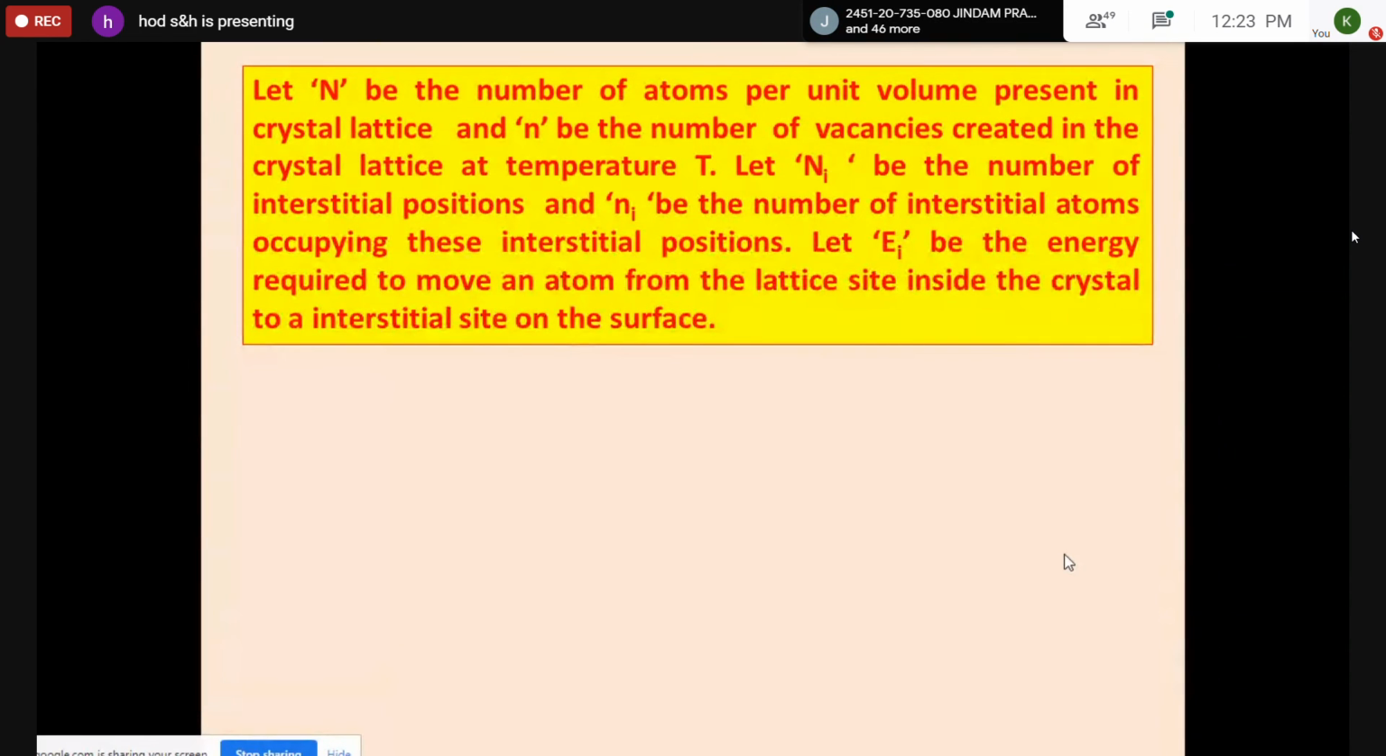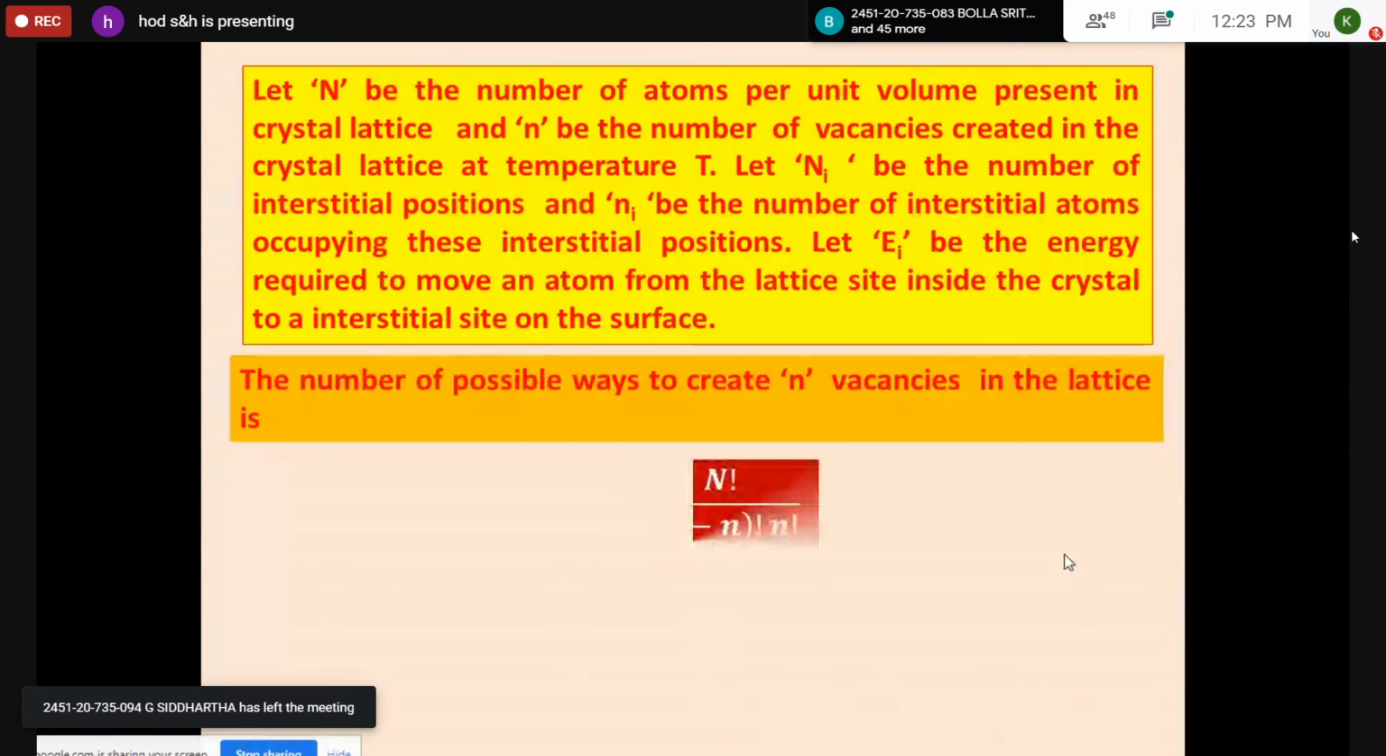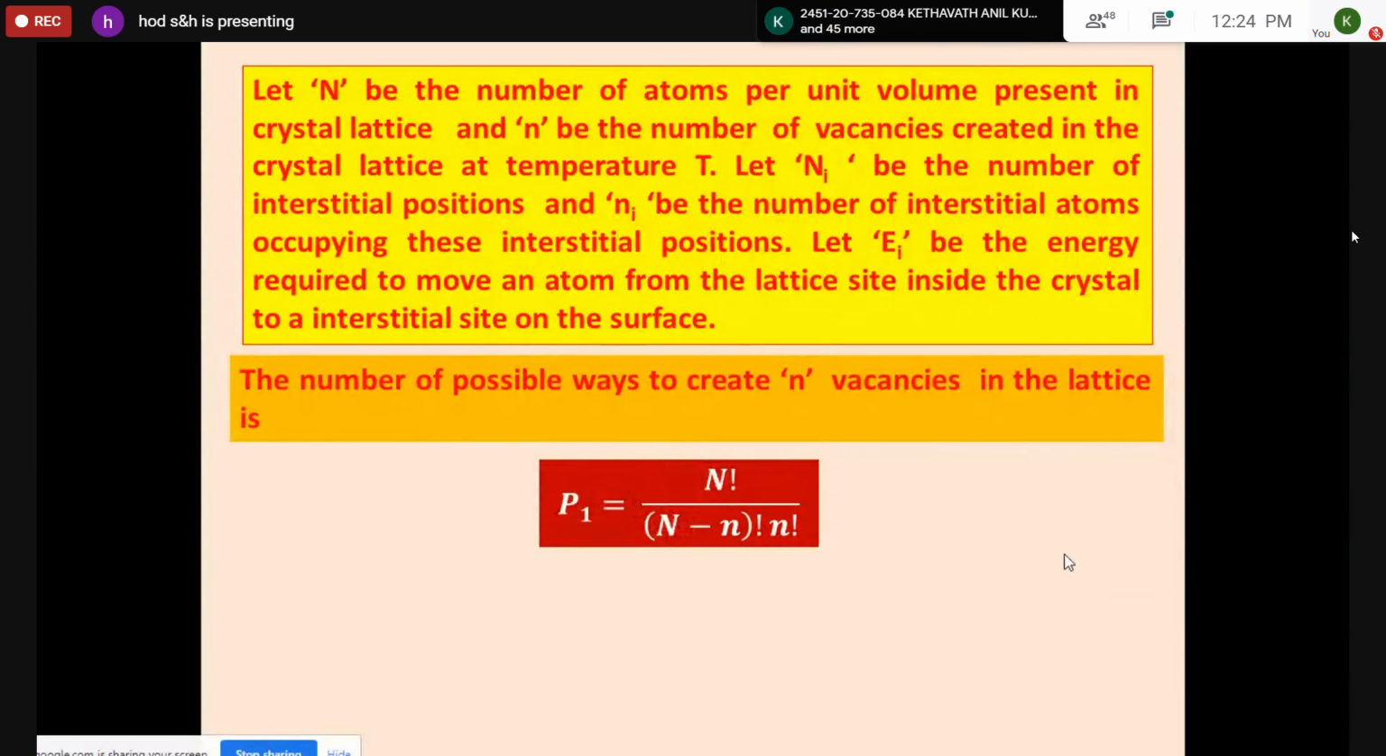Ni is the number of interstitial positions, and Ei is the energy required to move an atom from the lattice regular position to the interstitial site. Now, the number of possible ways of creating n vacancies in the lattice is given by P1 equal to N factorial by N minus n factorial into n factorial. This is the number of possible ways to create them.